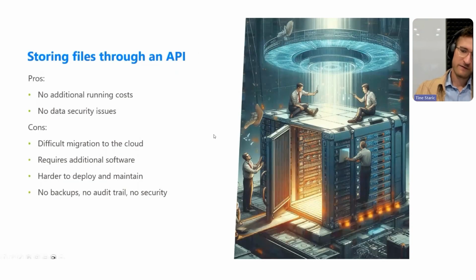The better alternative, if you still want to store files onto your existing server, is storing the files through an API. So like we said, you expose your server and then send the files from Business Central to that API. The best thing about it is that there's no additional running costs. You already have that server because you need it to host Business Central. Again, no data security issues, the data still stays with the customer.